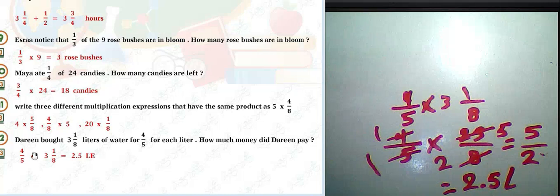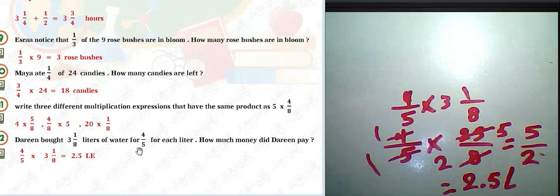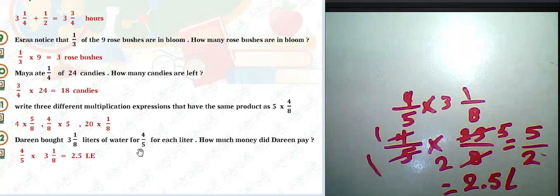So the total money equals 3 and 1 over 8 multiplied by 4 over 5. 4 over 5 is the price of each liter. So she will pay the total money by the price of each one multiplied by the number of liters. The result will be 2.5 lira. Egyptian lira, okay?